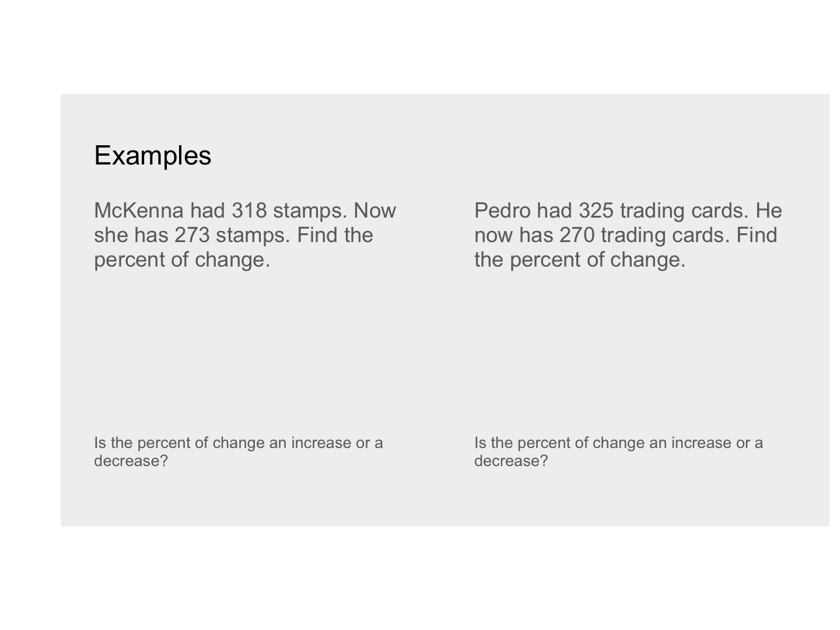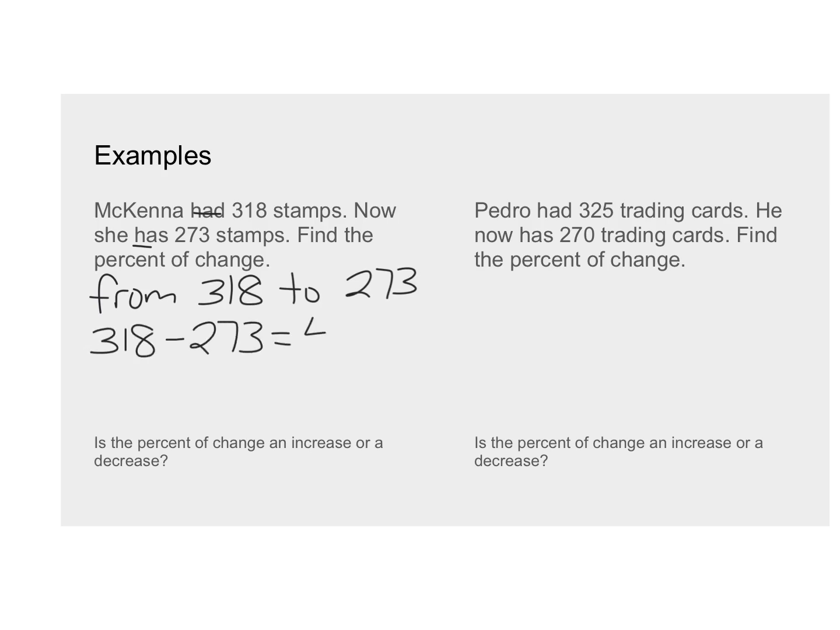Looking at these, what's different from these compared to what we had? They have had and has. They don't have from and to. So what was our original? Yep, so it was from 318 to 273. What's our first step with these? What do we want to find? We want to find the change, right? So we do 318 minus 273. What do you get? 45.